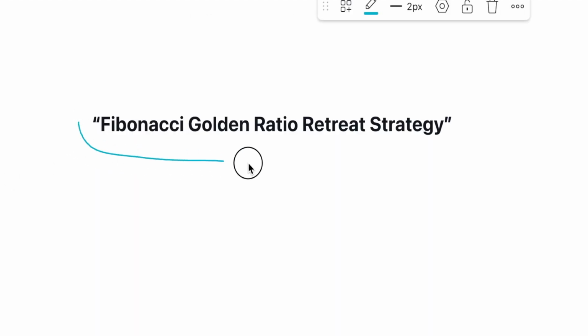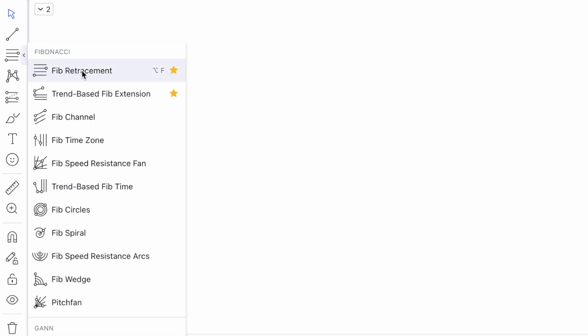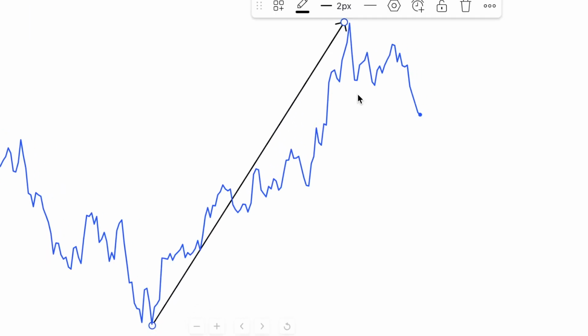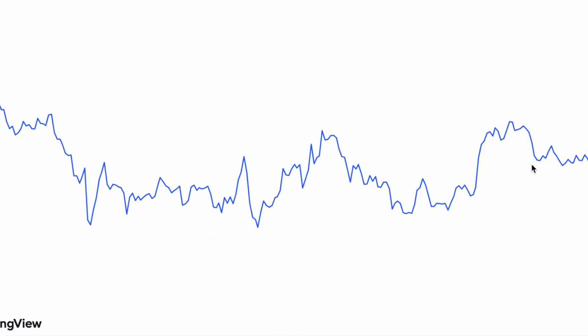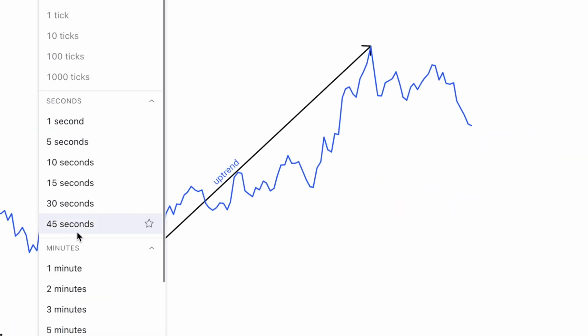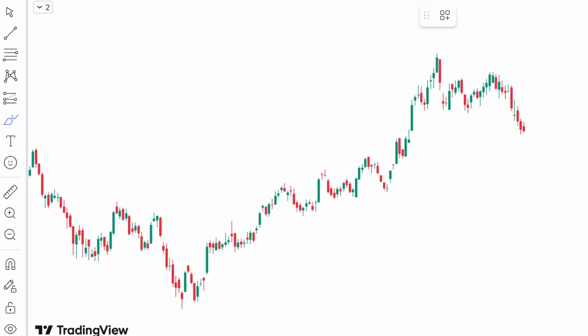Today let's talk about the Fibonacci golden ratio retracement strategy, one of my favorite tools for finding high probability trades. So guys, for this strategy we will use only one tool, the Fibonacci retracement tool. Fibonacci works best when there's a strong trend, not when the stock is playing tug of war in a sideways market. So for this video, we'll use this strategy on an uptrend on the daily time frame. But let's first start with how to apply this tool.